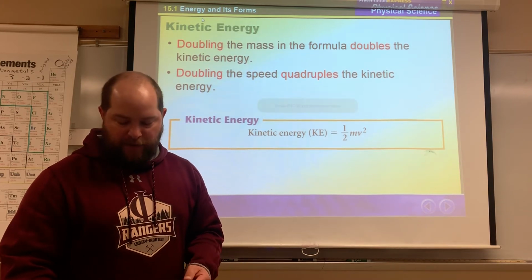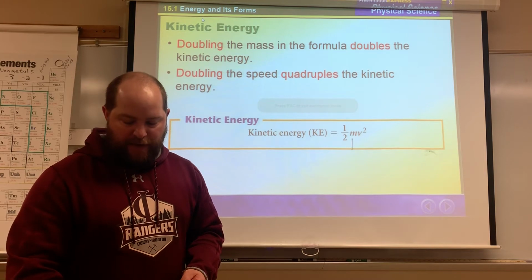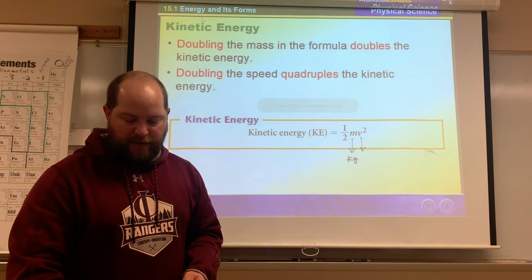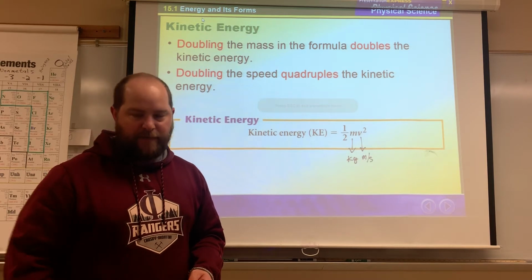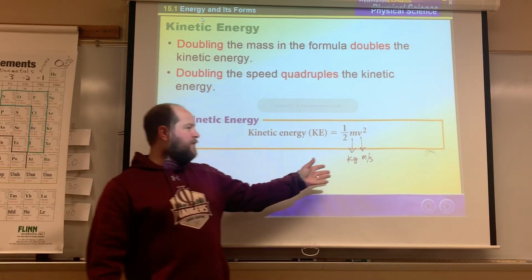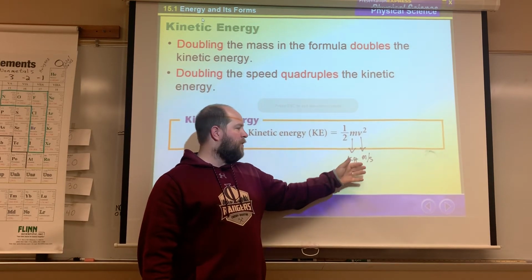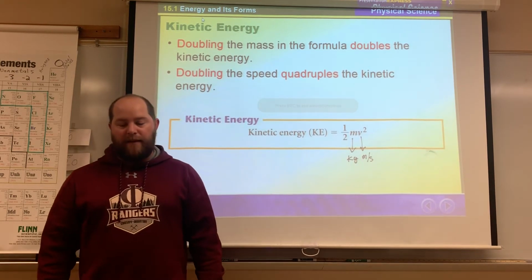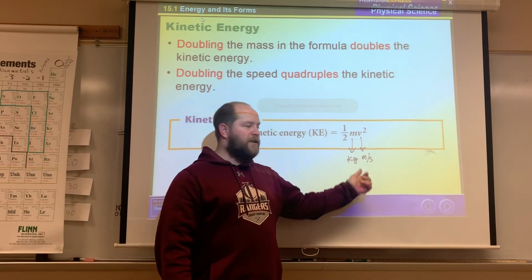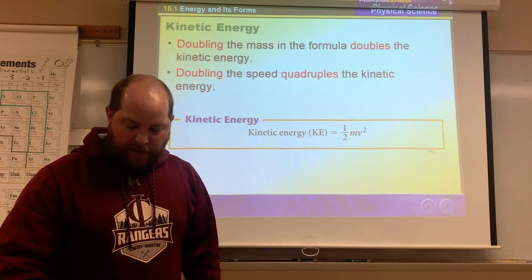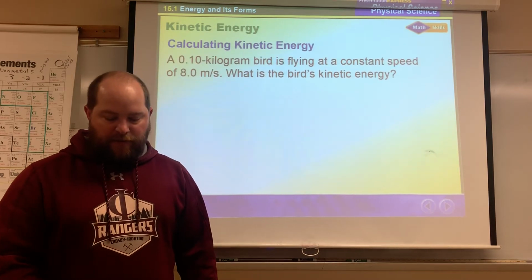Since we're talking about units, mass is going to be in kilograms. Velocity is going to be in meters per second. So if you're given an object in grams, convert it to a kilogram. If it's kilometers per hour, we want to convert it to meters per second. But as long as we have these two units, we can just plug in the numbers and we'll get the correct answer.